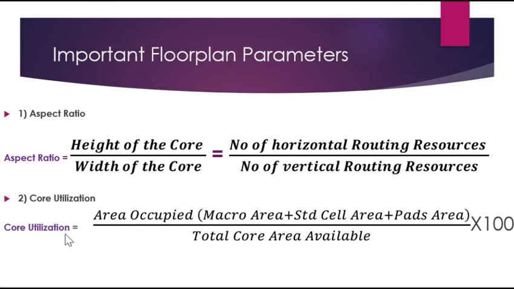The second term is core utilization, and core utilization is basically the area occupied by the macro, standard cell and the pad area. It is basically everything except the free space for routing divided by the core area. So the core utilization should not be more than 60 to 70%, because if the core utilization is too much, then there will be very less space left for routing, which will in turn cause the congestion.